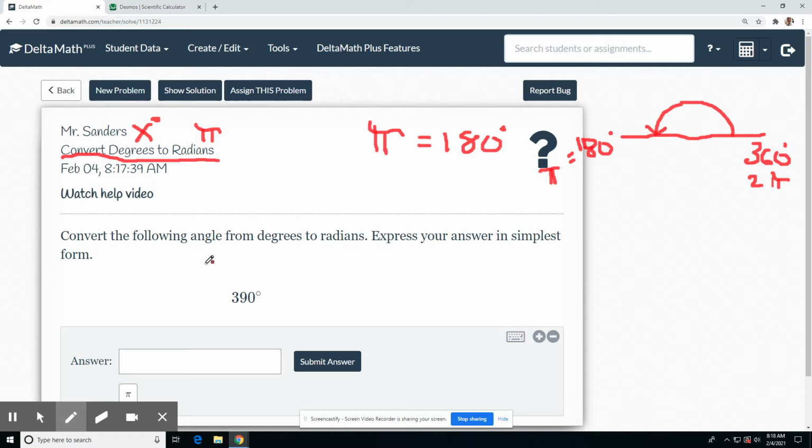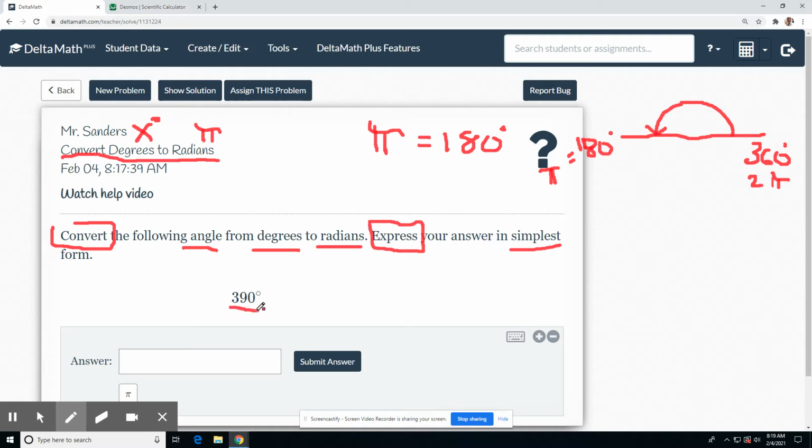We're trying to cancel out degrees. So let's just read the problem. We're converting the angle from degrees to radians. Express your answer in simplest form. Okay, so the key I like to remind you of is we're using a converter and we're trying to cancel out the degree symbol here.